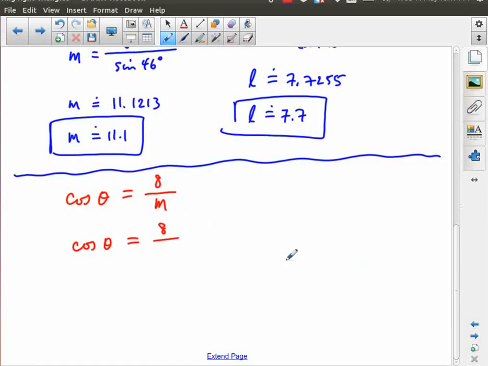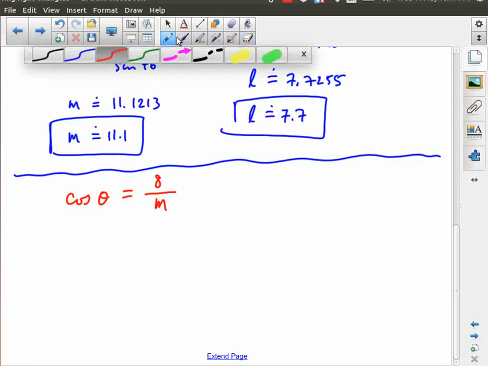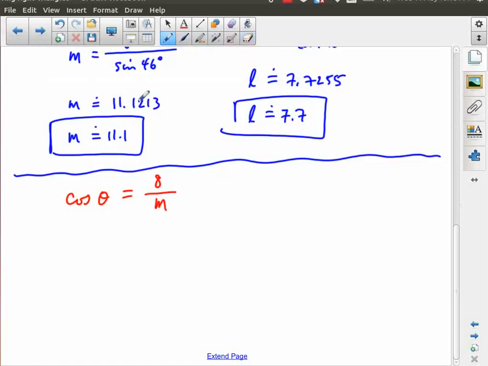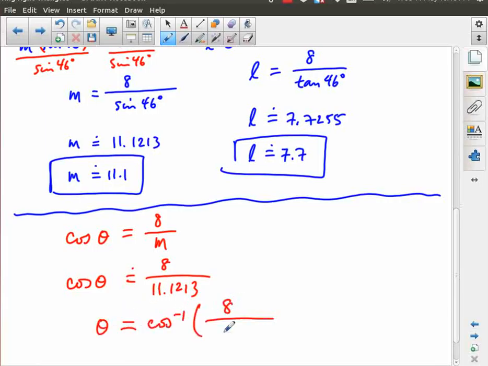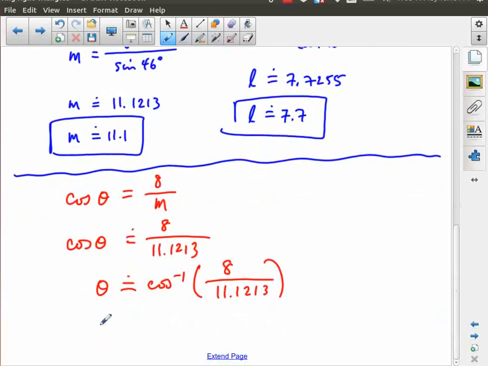Now, you know what, before I write that, rather than taking this value of m, even this value with 4 decimal places, I'm going to show you this. What if I put in the value with 4 decimal places? So this is approximately 8 divided by 11.1213. And so theta is equal to the inverse cosine of 8 divided by 11.1213. That's approximate.